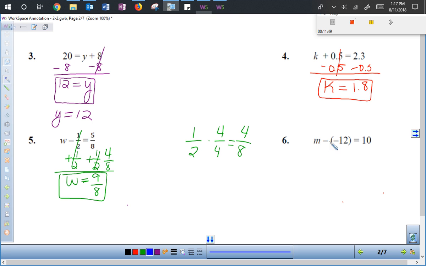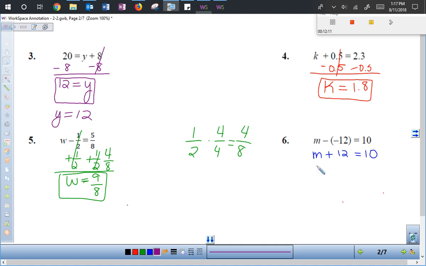Now we all know that minus a negative is the same thing as plus a positive. So I want to rewrite this equation as m plus 12 equals 10. So when you have an equation like this that is not simplified, please simplify it first. That's going to make it much easier to deal with when we're solving.